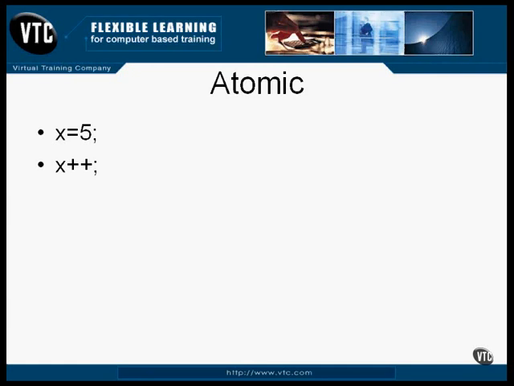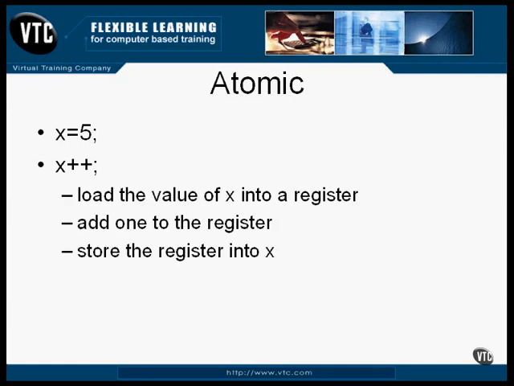Inside the compiler, the operation is converted to 3 steps. To perform the operation, the value has to be loaded into a register, the register incremented, and then the register is written back into memory. And the flow can be interrupted between any 2 of these operations.